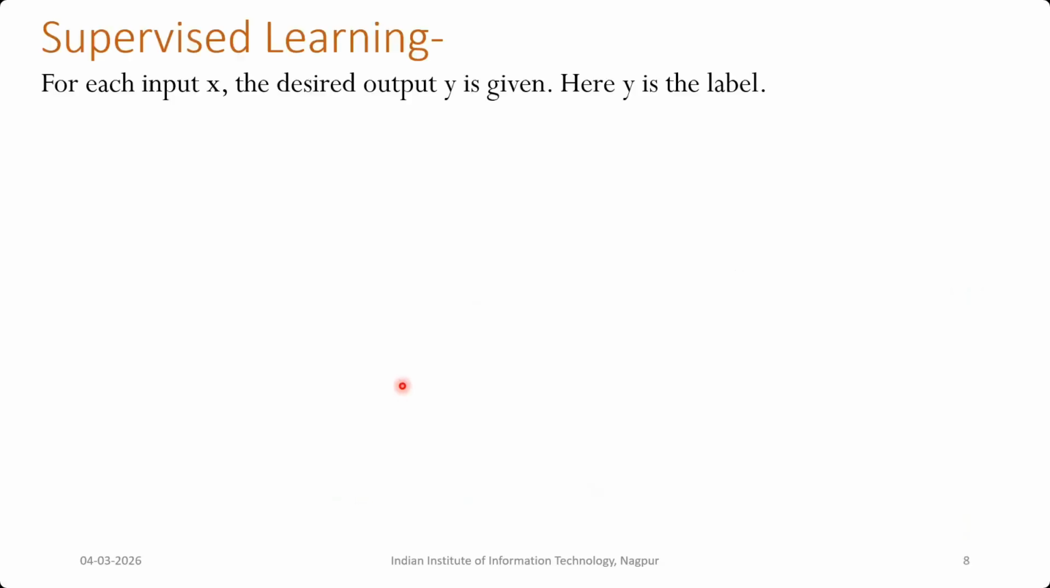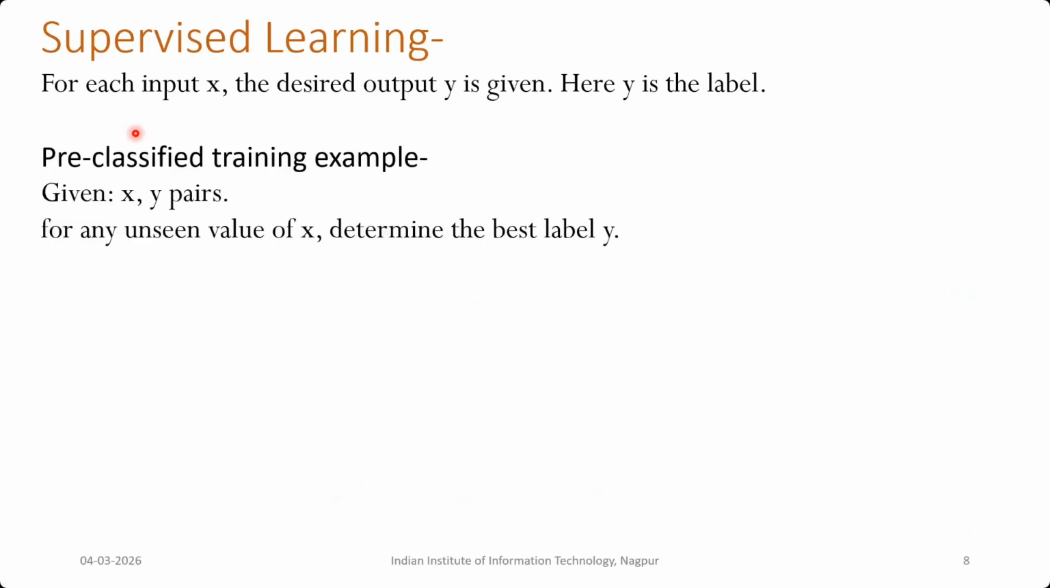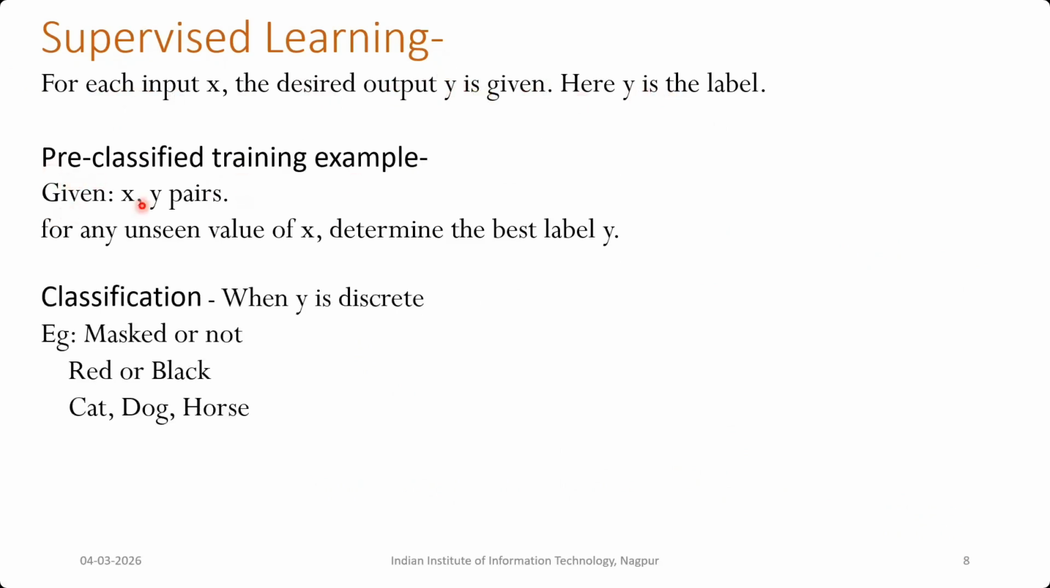There are different types of machine learning, under which supervised, unsupervised, and semi-supervised learning are there. This is more of a problem for supervised learning. For each input x, the desired output y is given. That means the labels are provided in supervised learning. So y is your label, and given pre-classified training examples, x and y pairs, for any unseen value of x we have to find the best label y. That is the objective of my model.